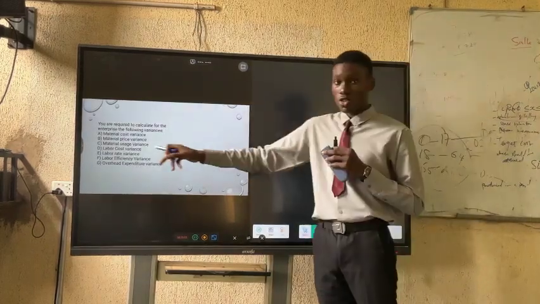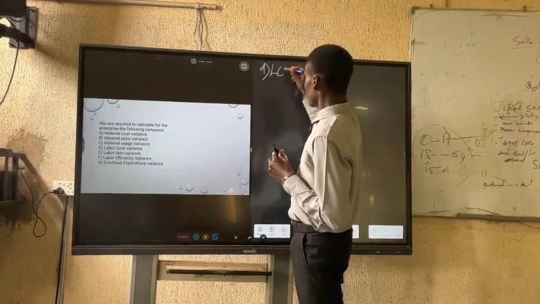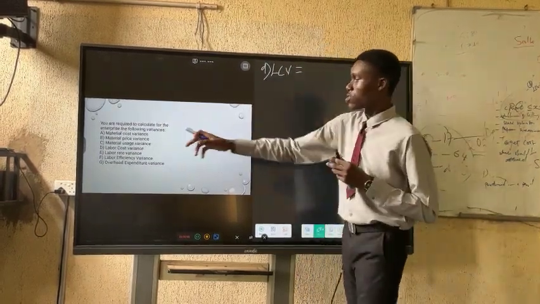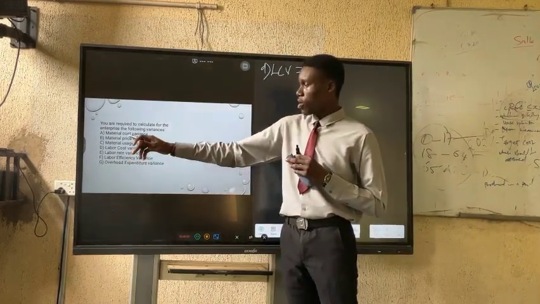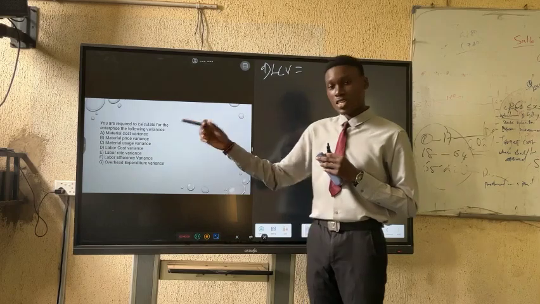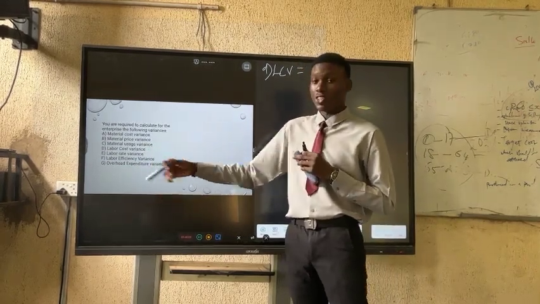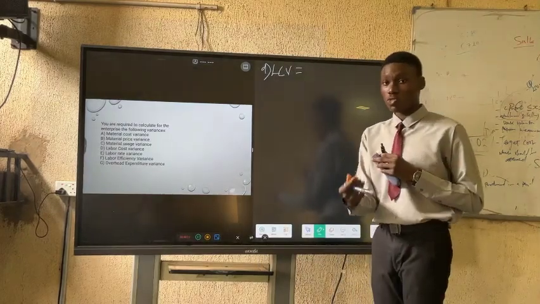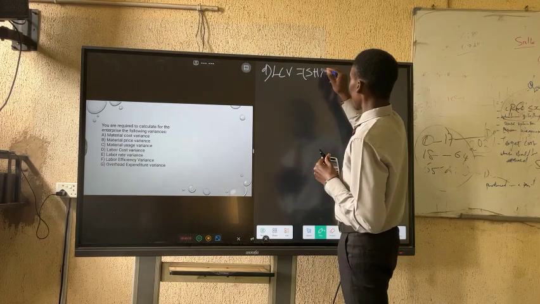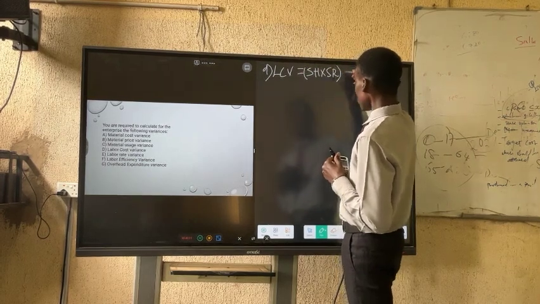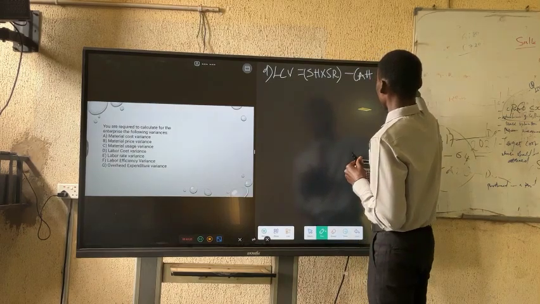So now we'll be entering into labor. Our labor cost variance is also the same thing as our labor rate variance plus our labor efficiency variance, just like material cost variance is the addition of material price and material usage variance. There's also a formula that we'll be using, which is our standard hour times our standard rate minus our actual hour times our actual rate.